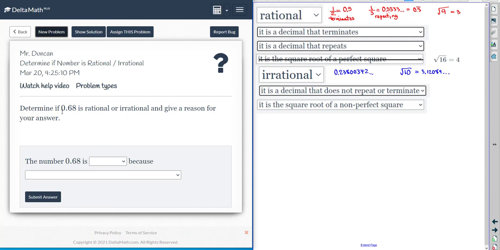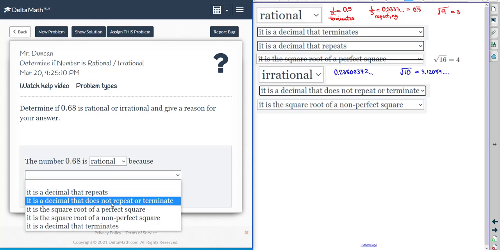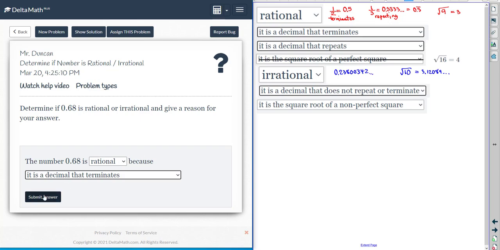All right, our next one. Determine if 0.68 is rational or irrational, and give a reason for that. So here's the decimal. The first thing I'd like to point out is it doesn't have the dot, dot, dot, which means it goes on forever. And if it doesn't go on forever, by definition, it has to terminate. So over here, notice that if it's a decimal that terminates, it's rational. So I'm going to go ahead and say that this is rational, and it is a decimal that terminates.